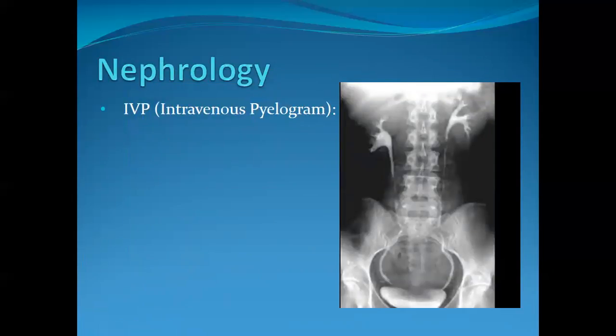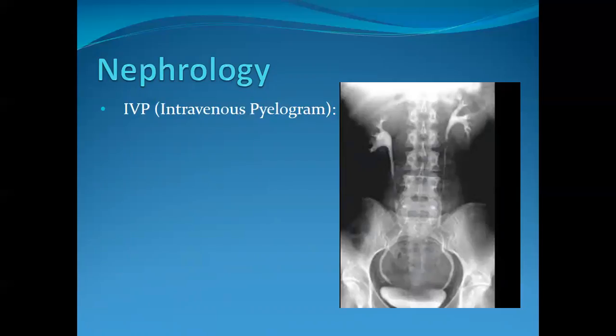IVPs, or intravenous pyelograms. This is also somewhat of an older study. You can see that it has a similar appearance to the CT urogram. IVPs were used a lot when I first started training in my residency, a lot by urologists, especially to evaluate the collecting system. And IVPs give you quite a bit of information. They really do if you take the time and you go through all the things that it can give you.